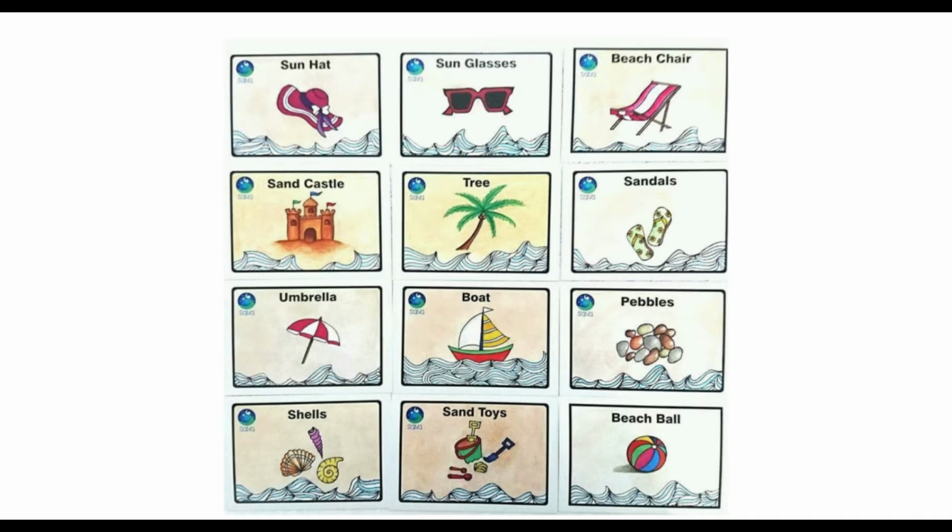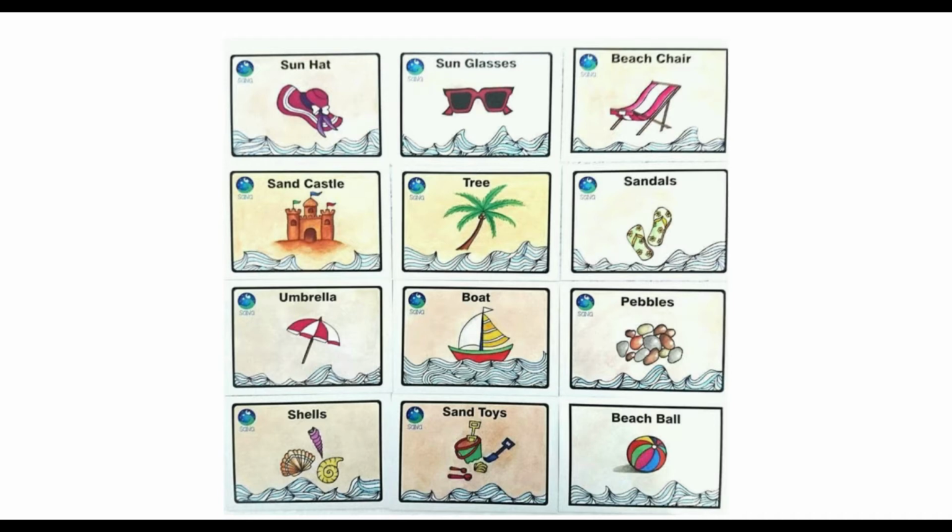We have a sun hat. You might wear a sun hat if it's really sunny to protect yourself outside, and also some sunglasses. You might bring a beach chair if you're going to the beach. Something that you might build, like we are going to be drawing today, is a sandcastle. You might also see some palm trees at the beach. Not many trees at the beach, but they do sometimes have palm trees, especially if you go to Hawaii.